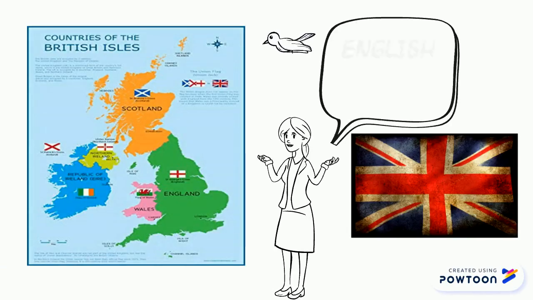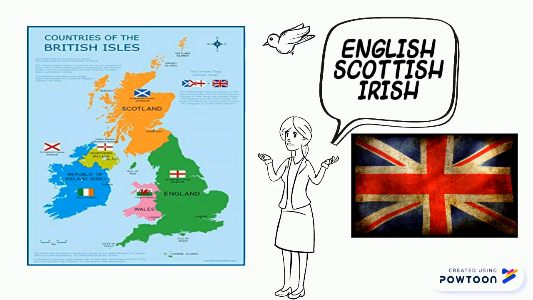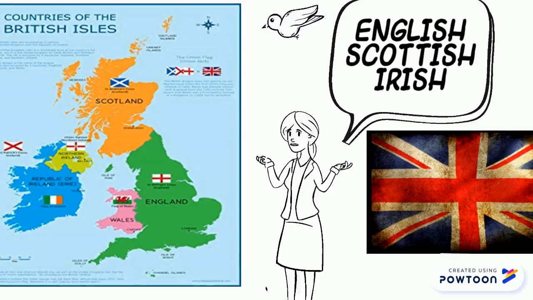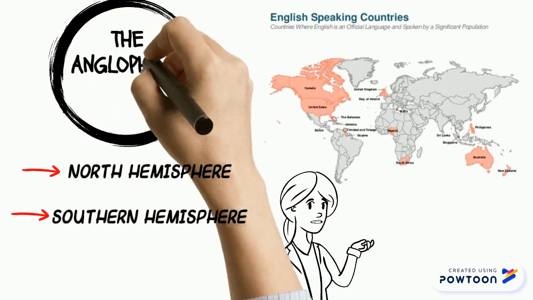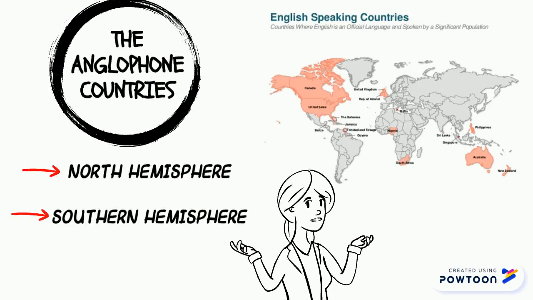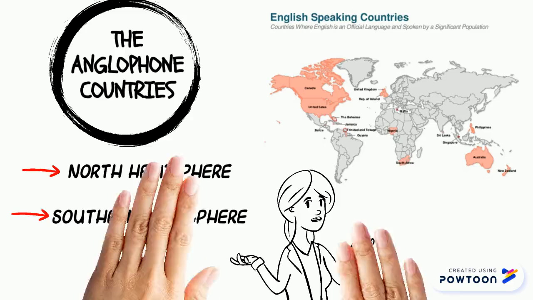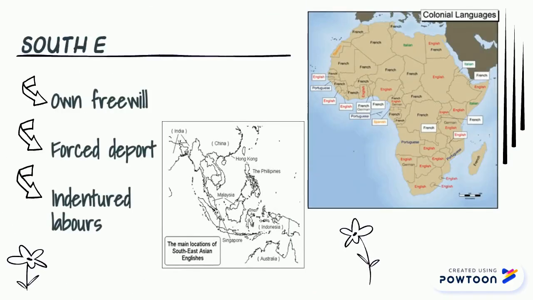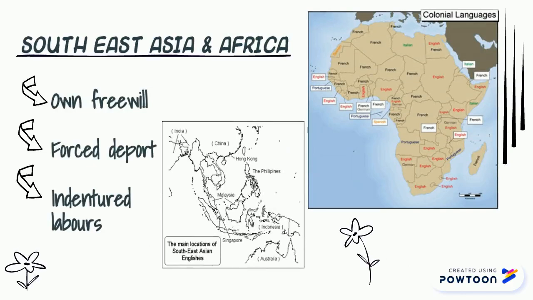English spread from the British Isles by the English, Scottish, and Irish in the 17th, 18th, and 19th centuries. The Anglophone countries are divided into two sections, the Northern Hemisphere and the Southern Hemisphere. The New Englishes countries, which use English as their second language, are mostly in Southeast Asia and Africa. For example, Malaysia, Singapore, Zambia, and Kenya.